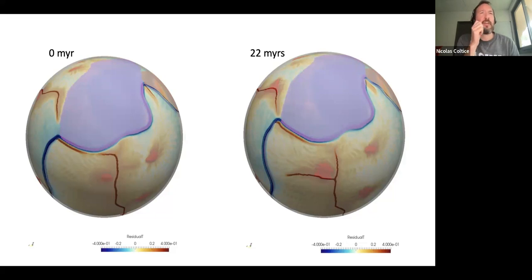And so on the left side, you see a ridge, and there is a plume close to the ridge. 22 million years after, you have fragmentation of the plate, which seems driven by the plume.